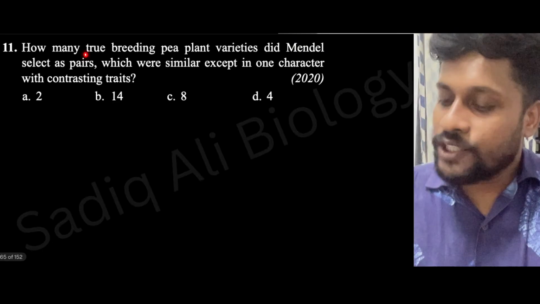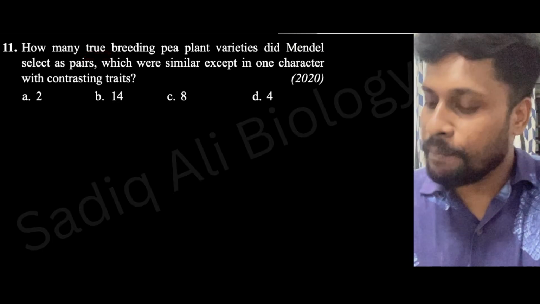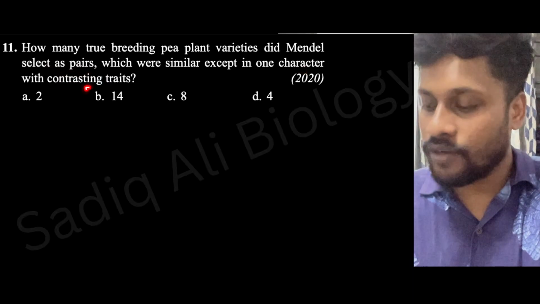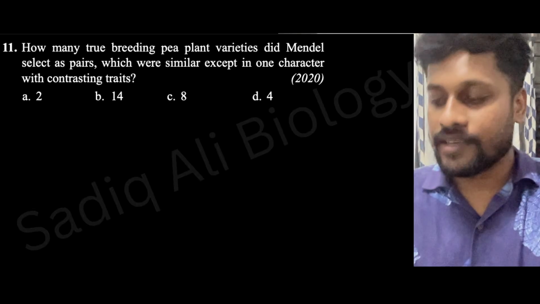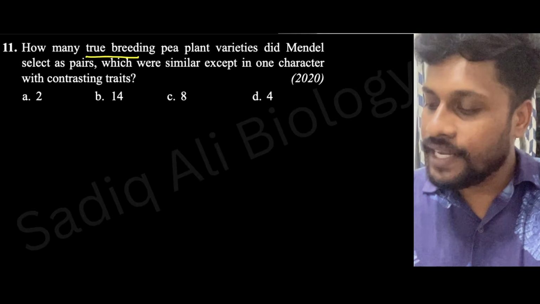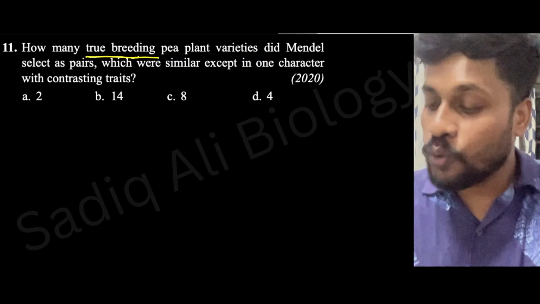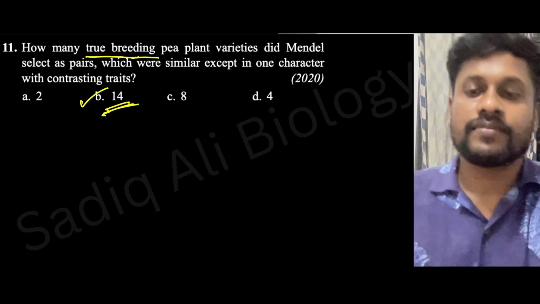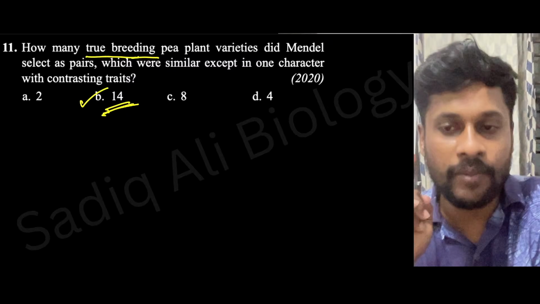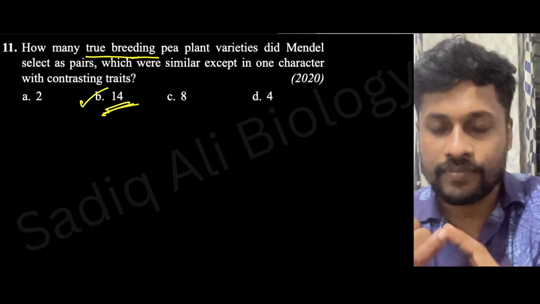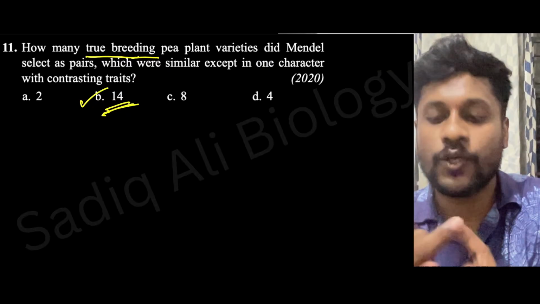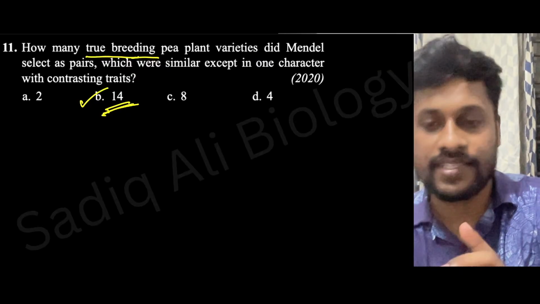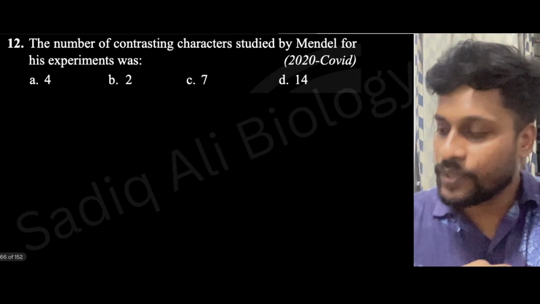11th one. How many true breeding plant varieties did Mendel select as pairs, which were similar except in one character with contrasting traits? What will be the answer here? They're asking how many true breeding pea plant varieties. If they're asking true breeding, always remember the answer will be 14. For example, tall, dwarf, yellow seed color, green seed color, etc. So 14.